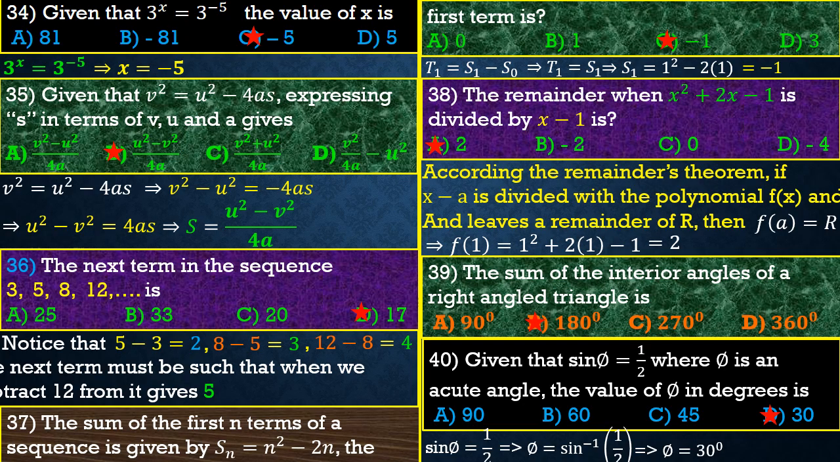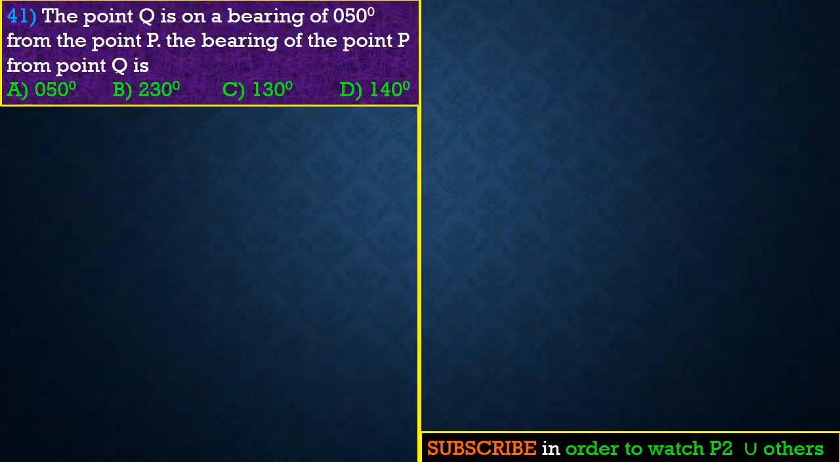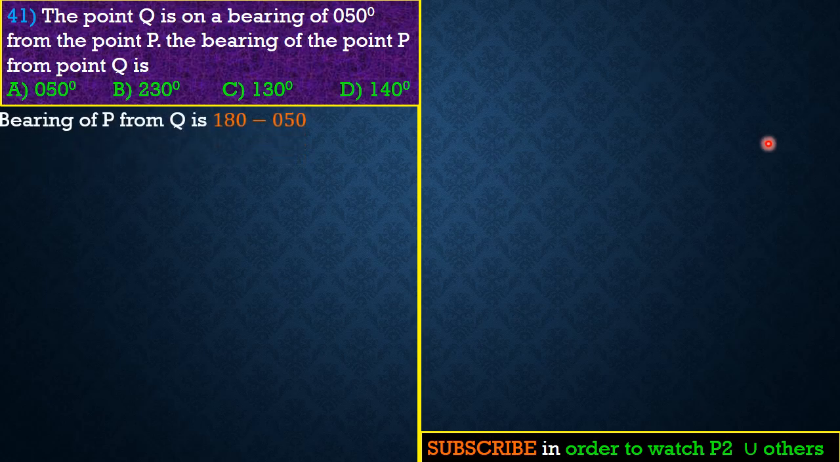Let's go to question 41, guys. Let's go. It simply reads that the point P is on a bearing of 50 degrees from the point Q. The bearing of the point Q from P is. So, guys, generally, if the bearing of one point from another has been given, to get the reverse bearing, it is simply got by taking 180 minus the other. So if you do that, we have an answer of 130 degrees.